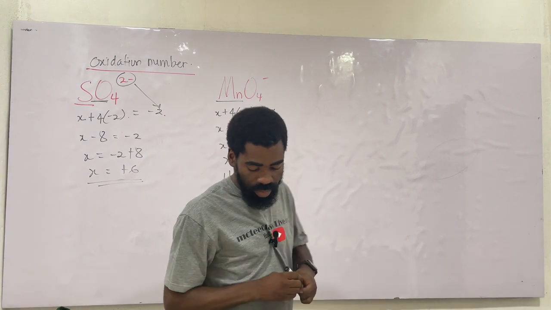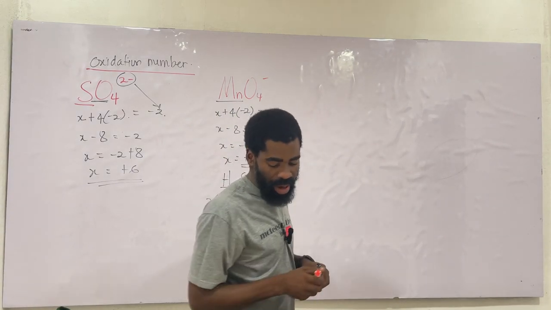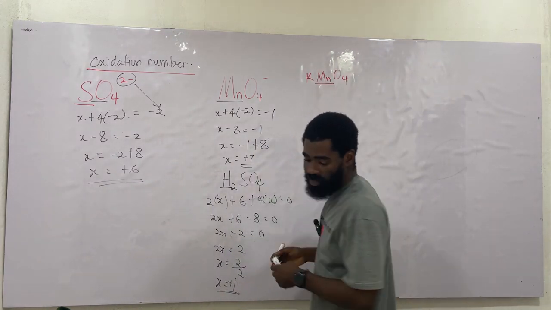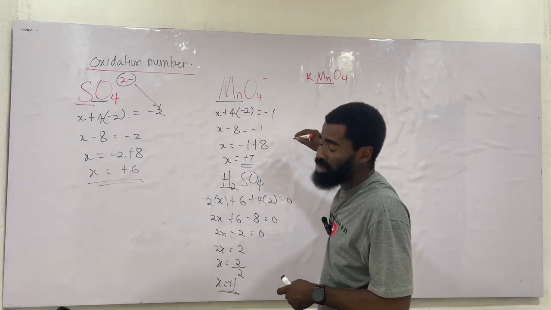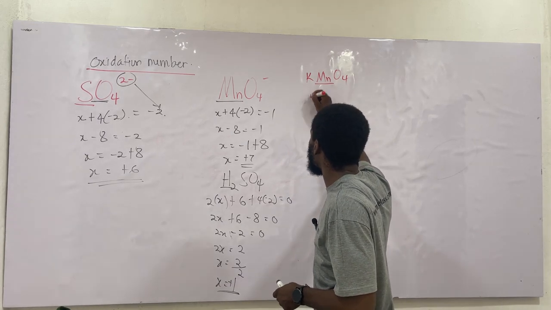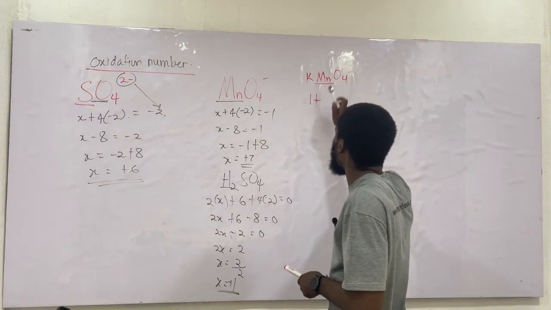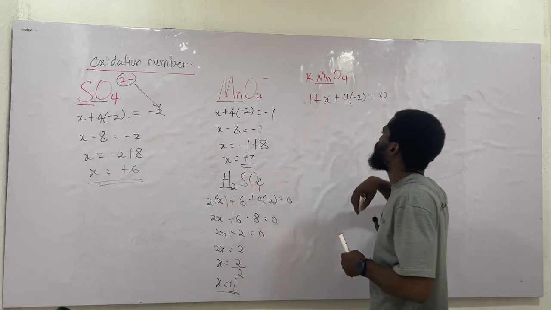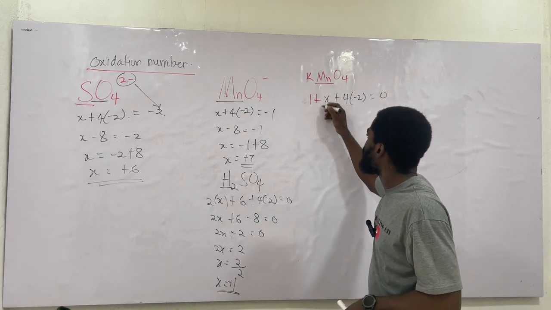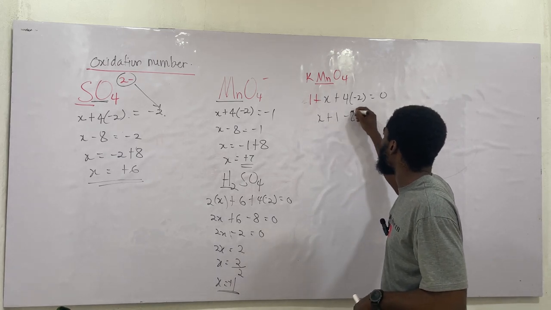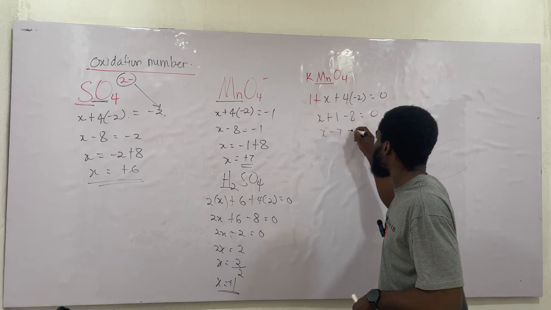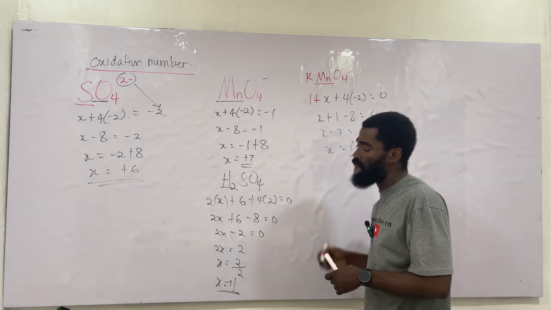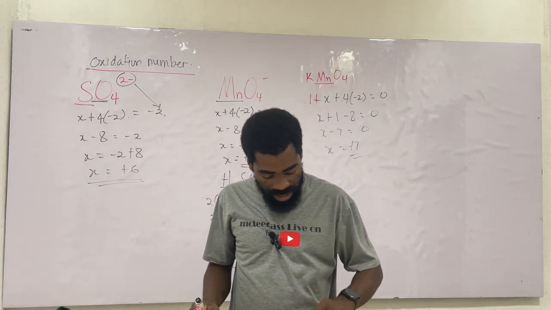Okay. Let's try KMnO4, potassium permanganate. I want to find the oxidation number for the underlined element. Potassium's oxidation number is plus 1. So we have plus 1. Say the oxidation number for manganese is X. So we have X plus 4 times minus 2 equals 0. This will give me X plus 1 minus 8 equals 0. Now X minus 7 equals 0. X equals plus 7. The same thing we got before for manganese, although the compound changed. So this is how we find the oxidation numbers.